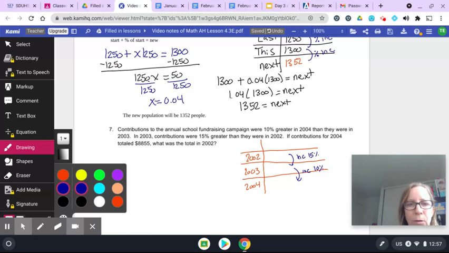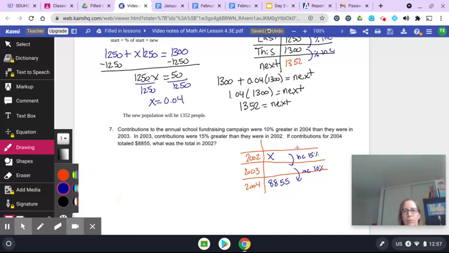If the contributions for 2004 totaled 8,855, what were the contributions in 2002? Okay. Now, what you can't do is go, oh, I'm just going to subtract 25% because it was an increase of 15% and an increase of 10%. No, because you increased off of a smaller number and then a bigger number. If you take a percent of a bigger number, you're not going to have the same numbers that went up or down.